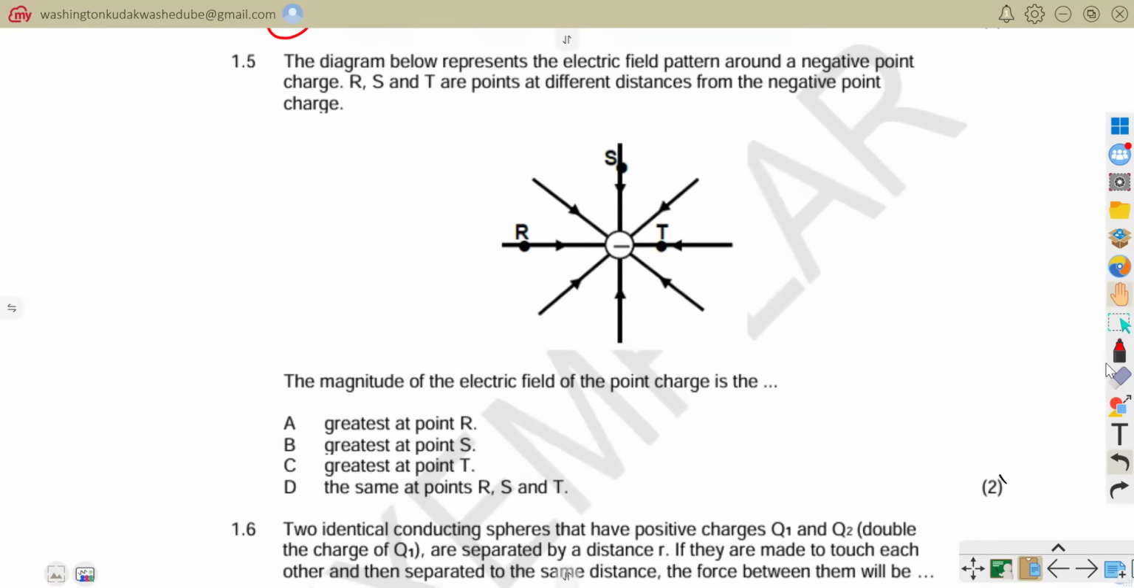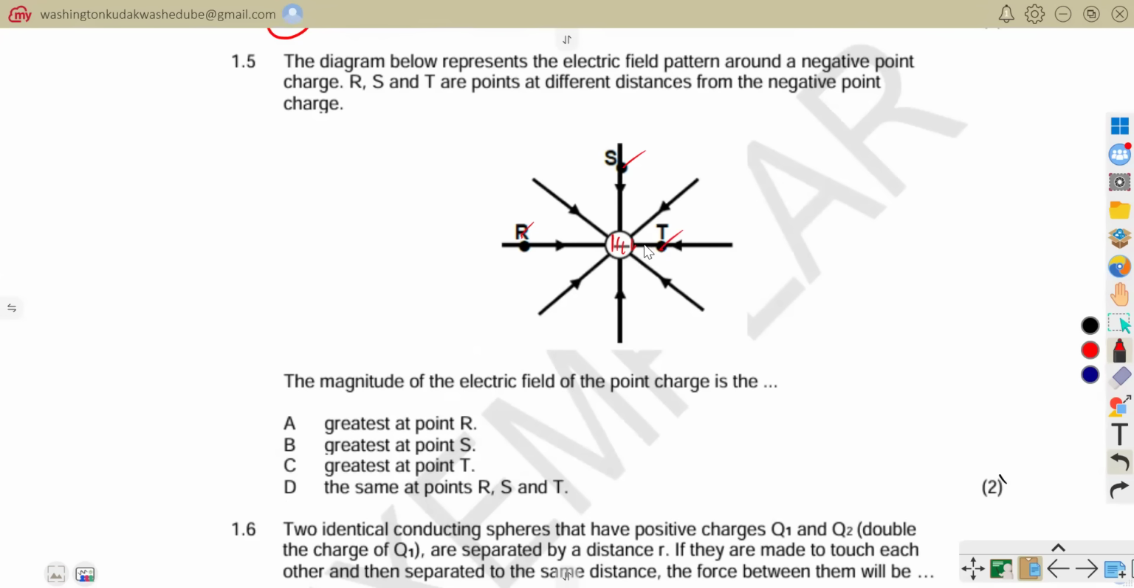Question number 1.5 says the diagram below represents the electric field pattern around a negative point charge. R, S, and T are points at different distances from the negative point charge. We have this negative point charge and they want us to find where the magnitude of the electric field of the point charge is greatest. Is it going to be greatest at point R? Point S? Point T?